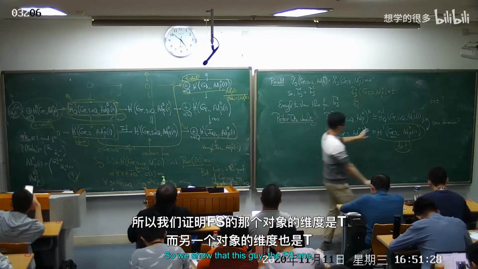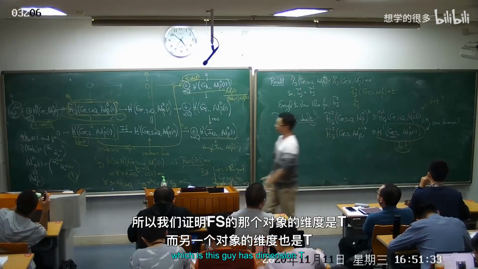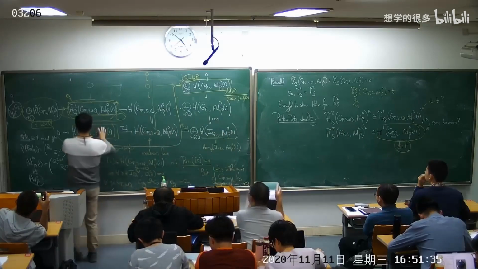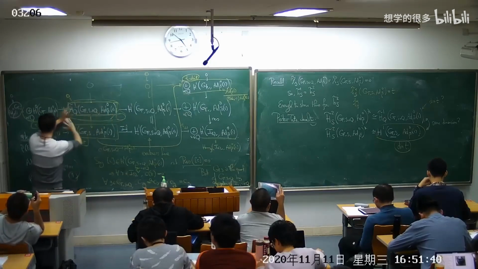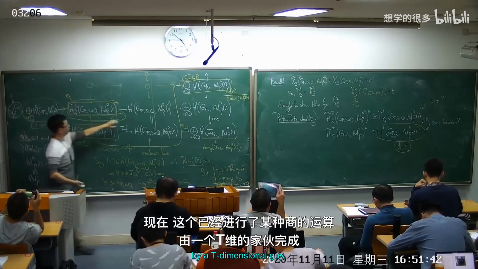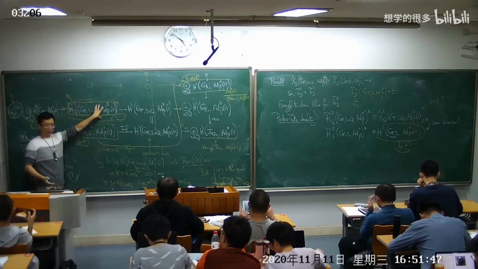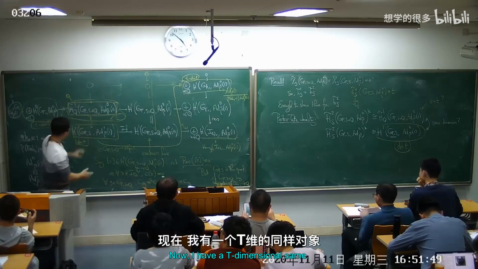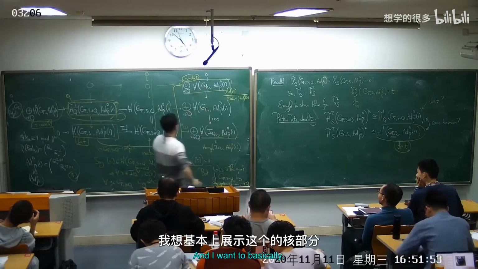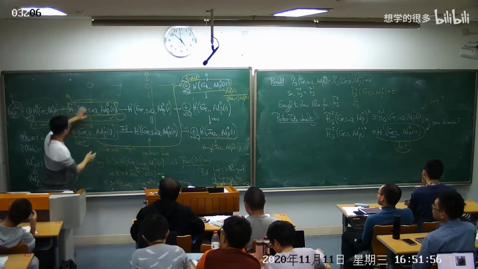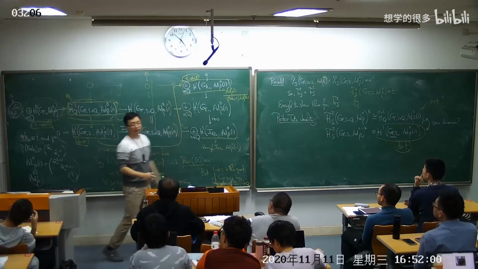So we show that this guy, the FS1, has dimension t. Okay? And I want to show the top one has dimension t without a quotient. Now this is already kind of quotiented out by a t-dimensional guy. So basically I want to show after the quotient this guy becomes 0. Now I have a t-dimensional thing mapping along this map to a t-dimensional thing, and I want to show the kernel of this one, namely this quotient, is 0. So equivalently, I want to show this is injective.